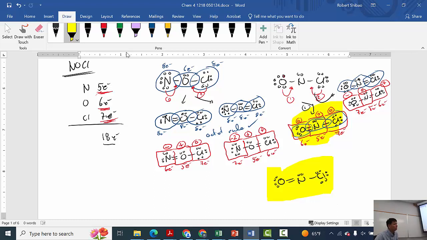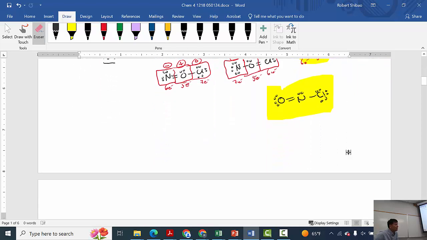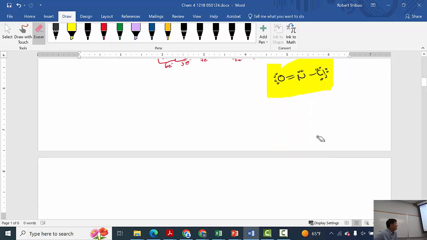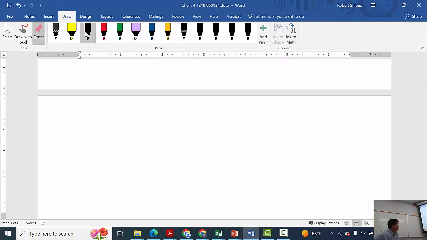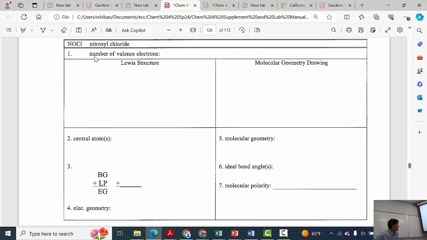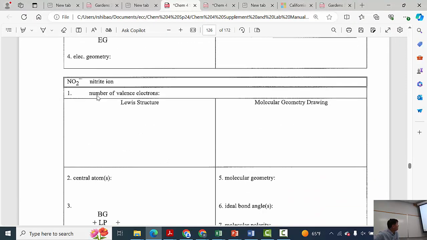But even with the other ones, if net charge comes out to 0, then we don't have to write it there, but it's helpful to write it regardless. For all of these, it helps. Okay, that was this, nitrosyl.